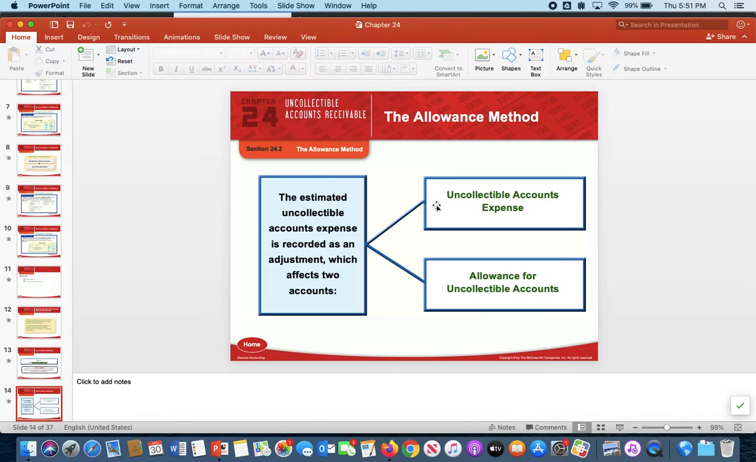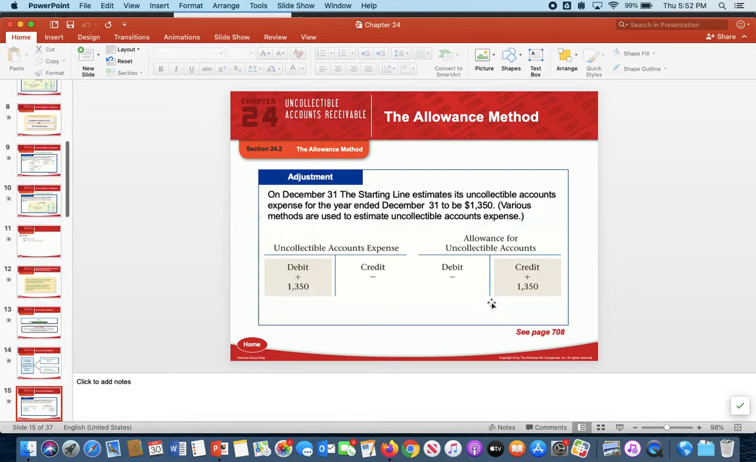We will still have the same uncollectible accounts expense account that we used in the direct write-off method, only we're going to use it one time per year on the last day of the year. I will explain that pretty soon. Then we're going to have this new account called allowance for uncollectible accounts. Here, on December 31st, the starting line estimates its uncollectible accounts expense for the year ended December 31st to be $1,350. Again, we'll go over a couple of methods on how they came up with that $1,350. So they are debiting the uncollectible accounts expense for the entire amount. Then they're creating this account called the allowance for uncollectible accounts.